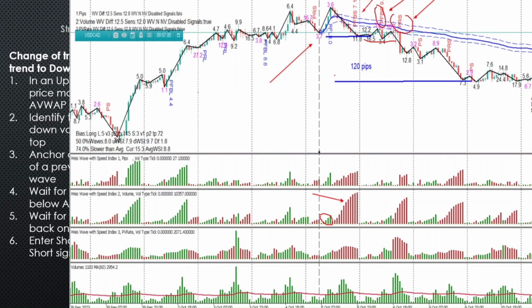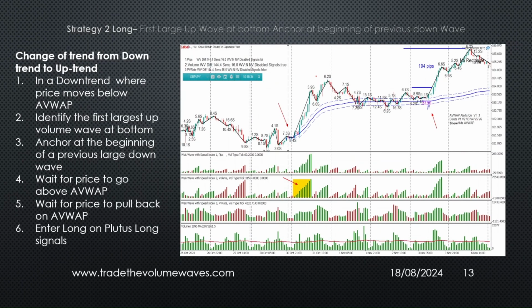Okay, now this is the story. Again, let me repeat it. It's simple. We identify visually the highest down wave at the top, and we place a VWAP just below, and we're just waiting for price to break below the VWAP, pull back to the VWAP line, and then wait for the short signal from Bluetooth, and these are the signals here. So let's go to the next, which is exactly the opposite, the long, all right?